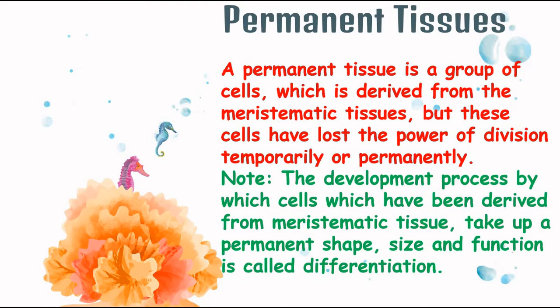There is an important note that we have in these permanent tissues. It is a development process by which cells which have been derived from meristematic tissue take up a permanent shape, size and function, which is called differentiation. This part is not there in the textbook, but I am giving it to you as special information. It will be needful for you in competitive exams also. So what is differentiation? The development process by which cells derived from meristematic tissue take up a permanent shape, size and function.